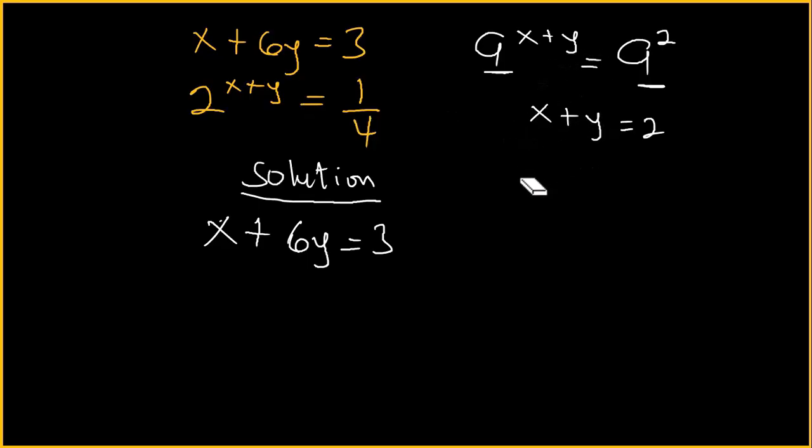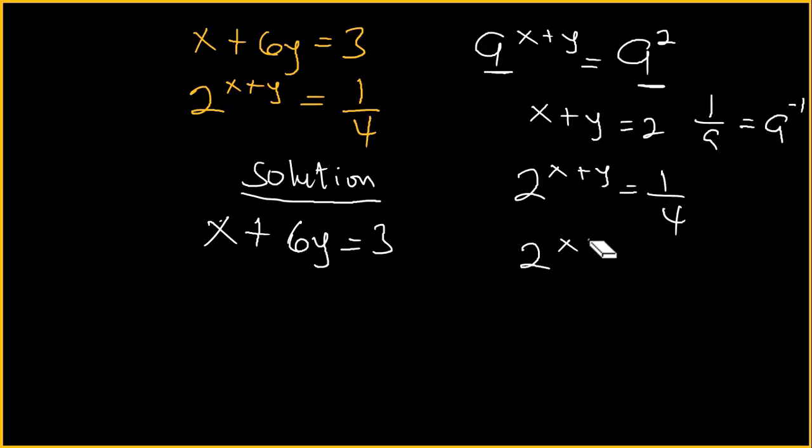Now 2 raised to the power x plus y equals 1 on 4. The right hand side of our equation, which is 1 on 4, is a fraction and could be written in a negative index form. So anytime we have 1 on a, it is written as a to the power negative 1. So we are going to write this in a negative index form. Now we have 2 raised to the power x plus y equals 4 raised to the power negative 1.